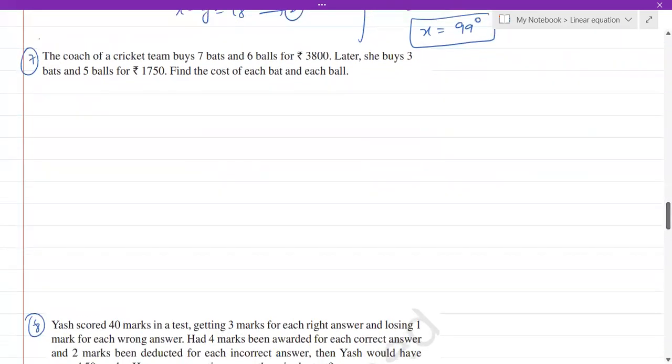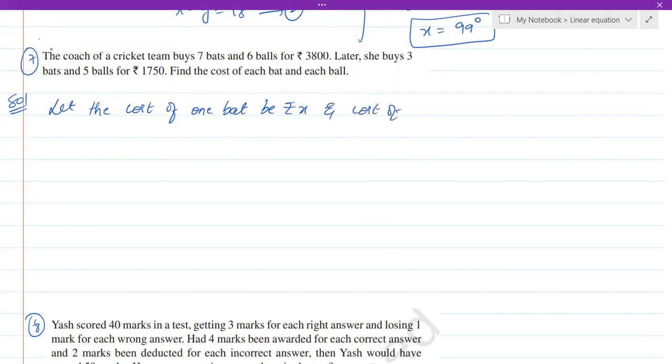The coach of a cricket team buys 7 bats and 6 balls for rupees 3,800. Later, she buys 3 bats and 5 balls for rupees 1,750. Find the cost of each bat and ball. Now, let the cost of one bat be rupees X and the cost of one ball be rupees Y.